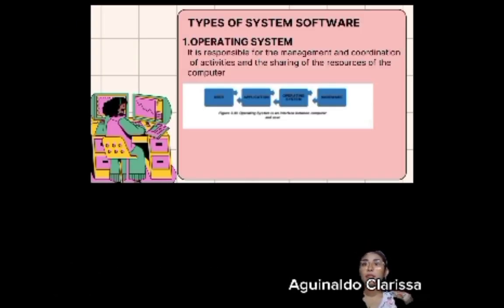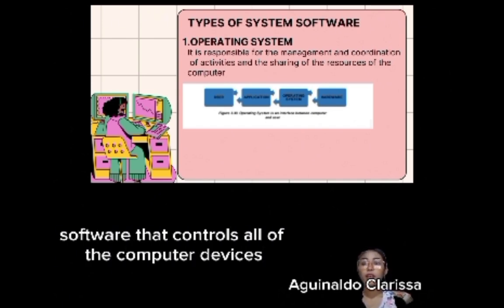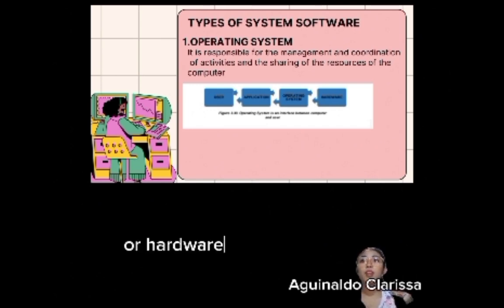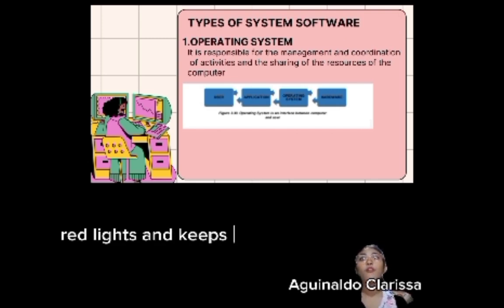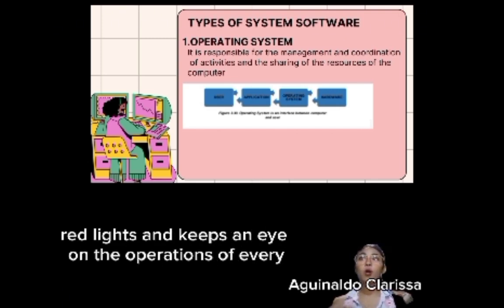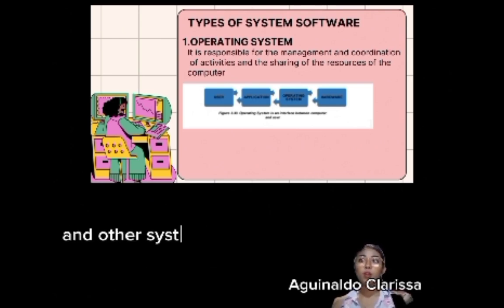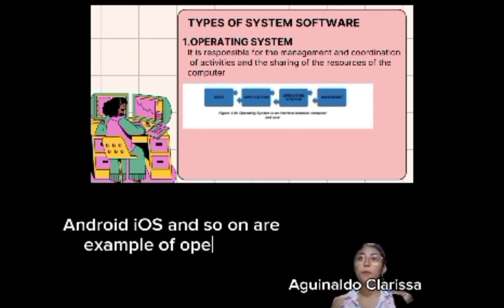So let's move to the operating system. What is an operating system? An operating system is a type of system software that controls all of the computer device's resources, serves as a conduit between the software and other computer components or hardware, oversees the computer's general operation and resources, and regulates and keeps an eye on the operations of every other program that runs on the computer, including application programs and other system software. Windows, MacOS, Android, iOS, and so on are examples of operating systems.